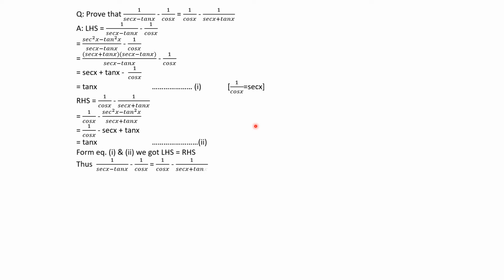So we can write 1 by sec x minus tan x minus 1 by cos x equal to 1 by cos x minus 1 by sec x plus tan x.